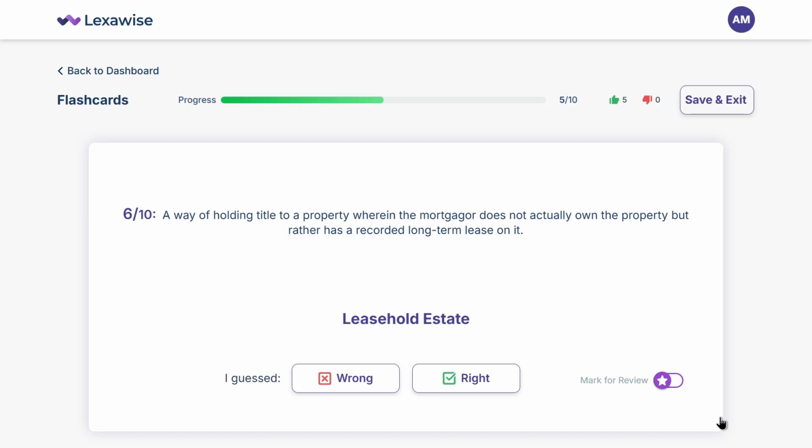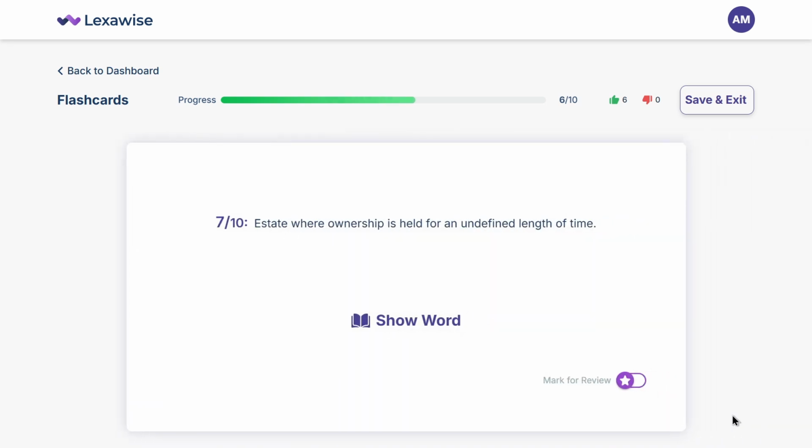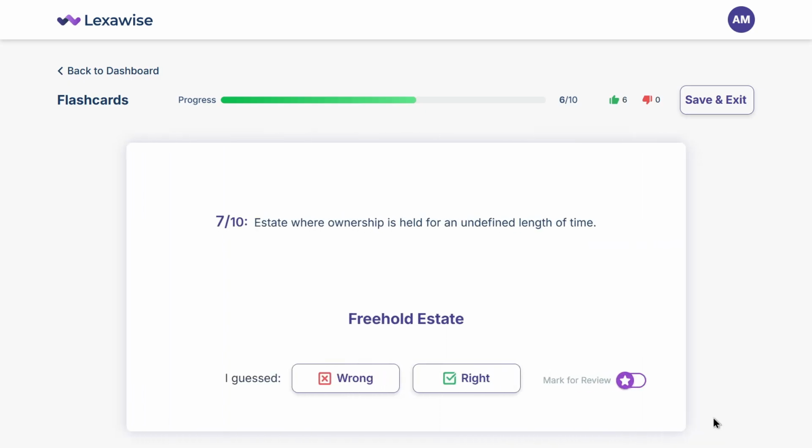Now let's move on to the next real estate vocab term, estate, where ownership is held for an undefined length of time. Any guesses? Freehold estate. It's the most common type of estate for homeowners because there's no expiration date. You own the property until you choose to sell or transfer it.